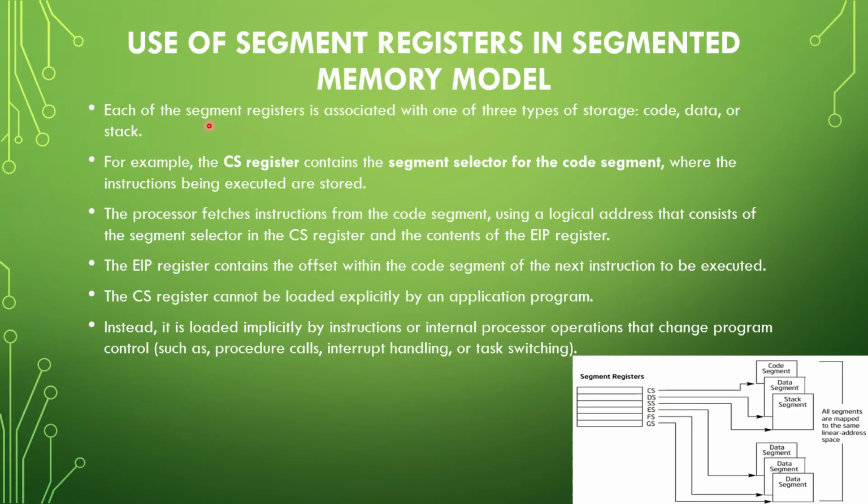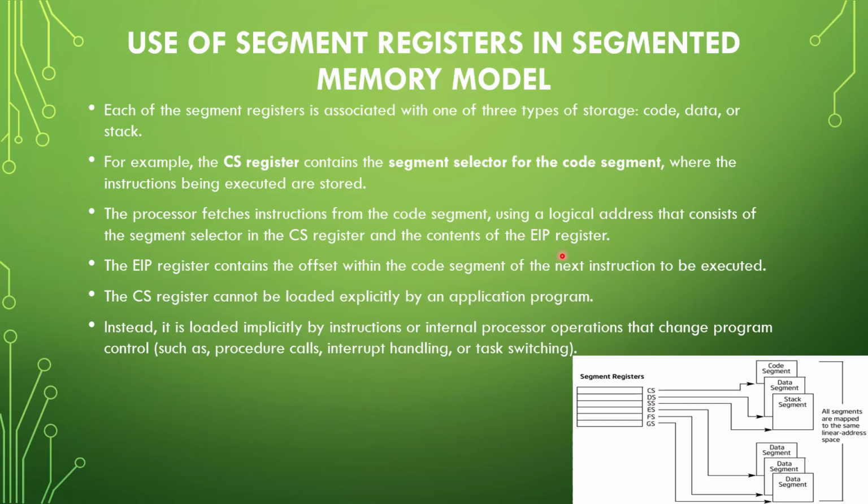This is a continuation of the previous slide. As I already explained, each of the segment registers is associated with one of three types of storage: code, data or stack. For example, the CS register contains the segment selector for the code segment, where the instructions are stored and executed. The processor fetches instructions from the code segment using a logical address that consists of the segment selector in the CS register and the contents of the EIP register.